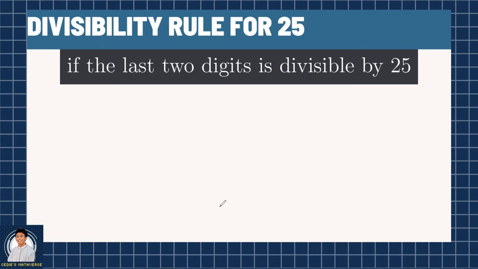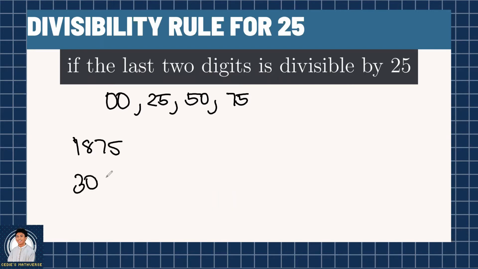Now for the next rule, the divisibility rule for 25. If the last 2 digits are divisible by 25, it can only happen if the last 2 digits are either 00, 25, 50, or 75. So there are only 4 of them. So numbers like 1,875, 3,050, and 6,225 are all multiples of 25 because they end in these 4 digit pairs.